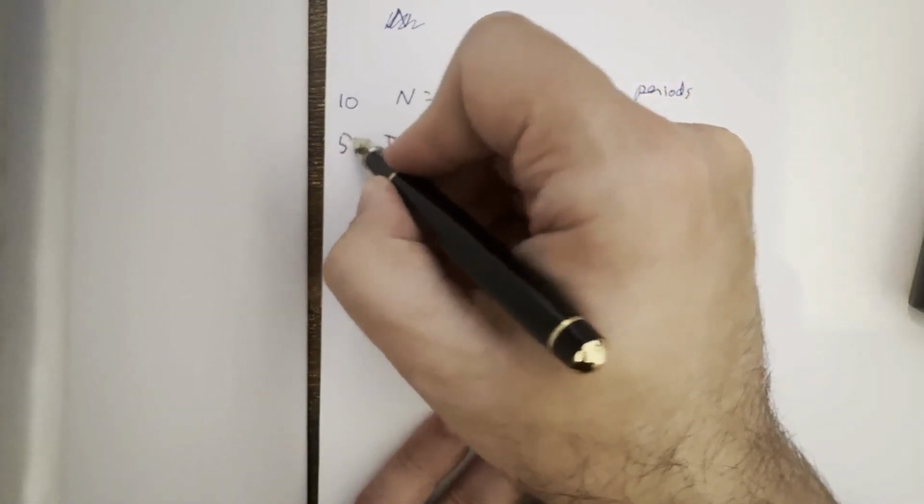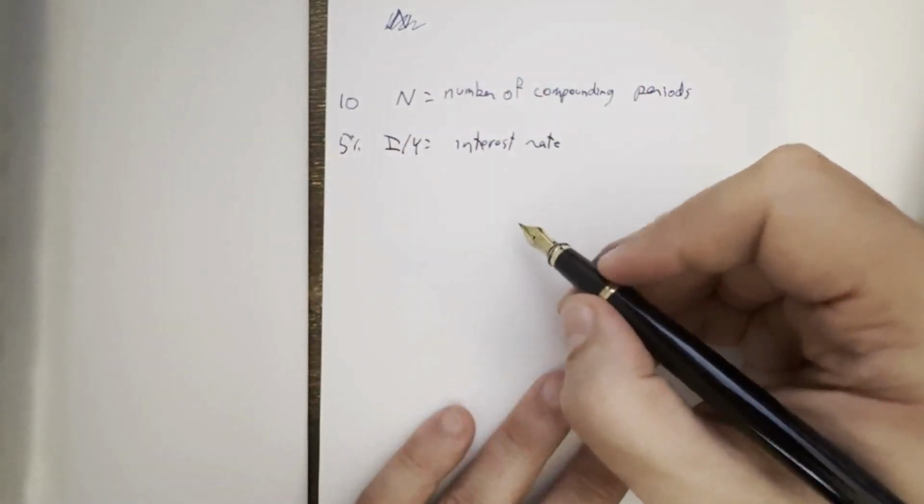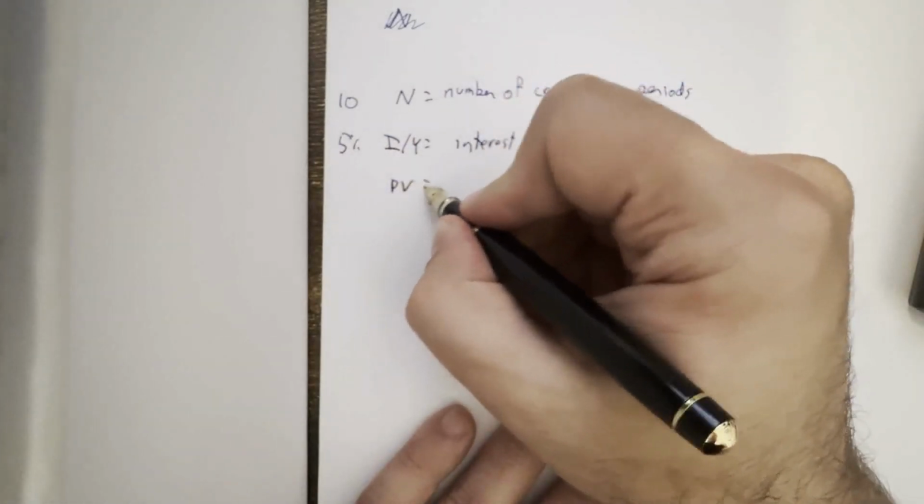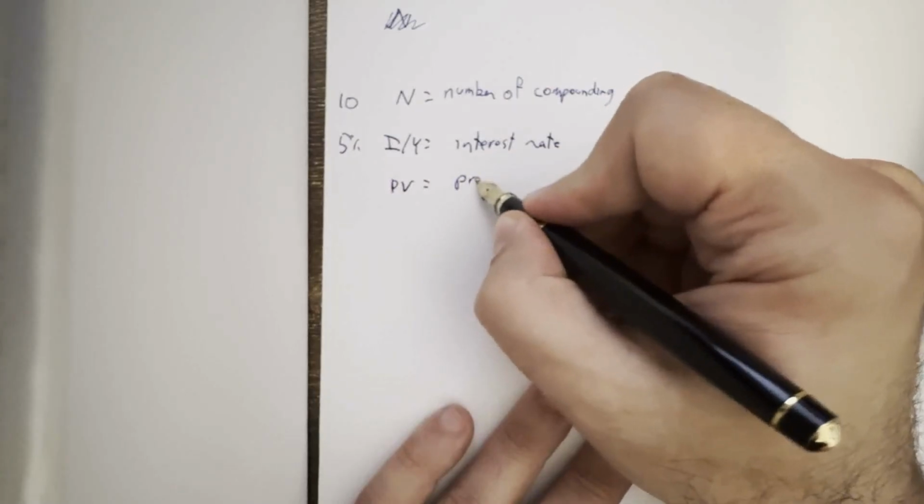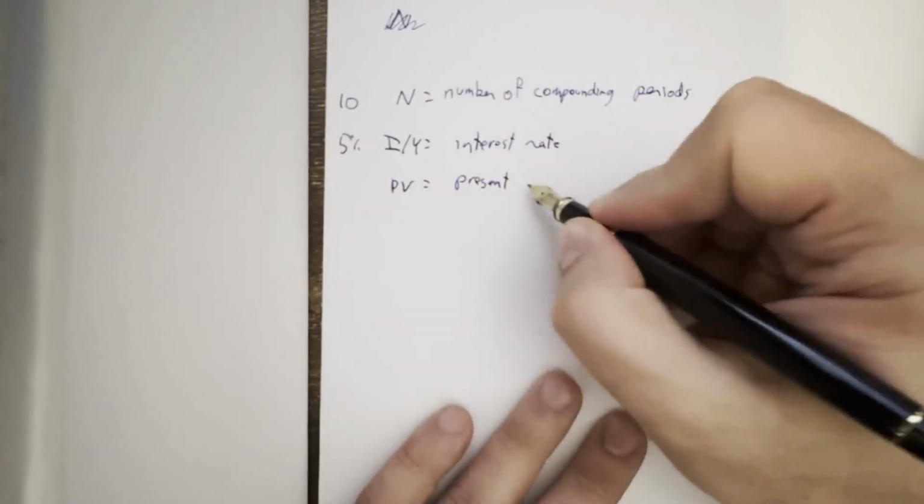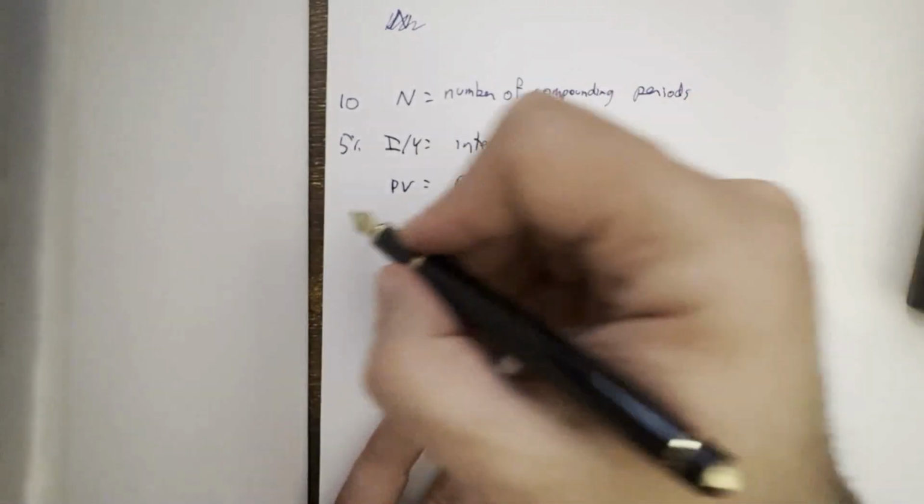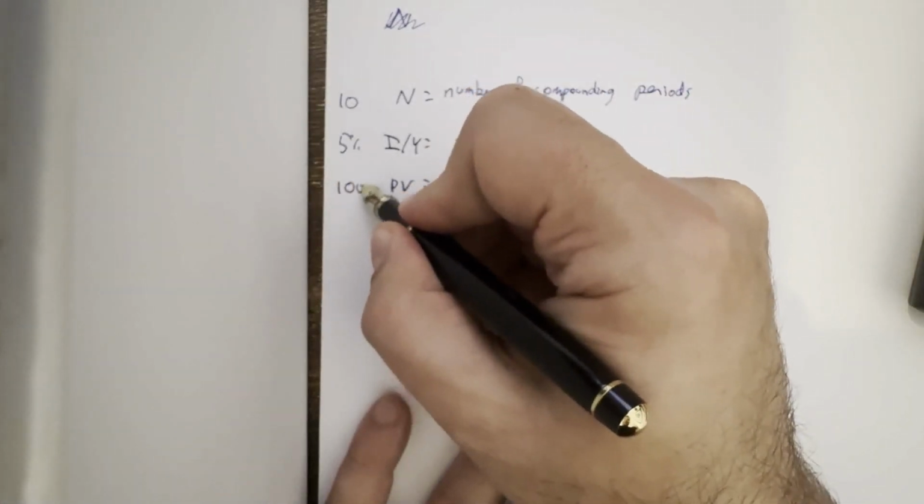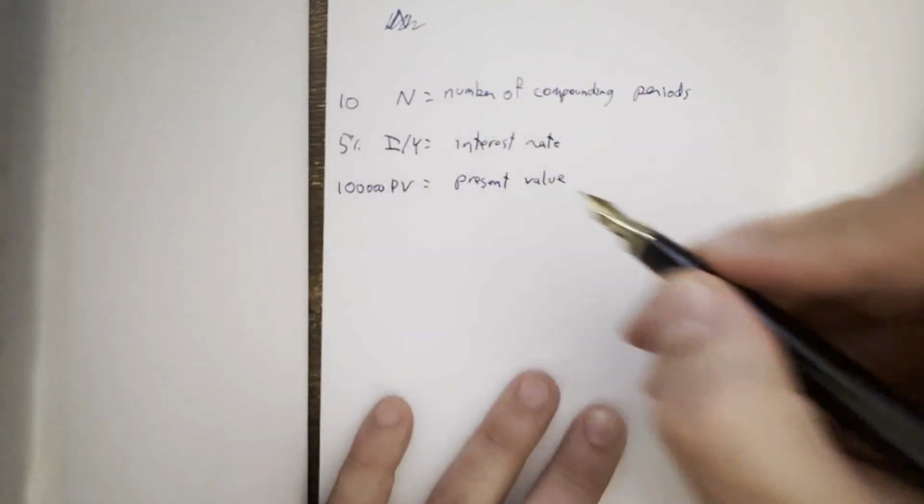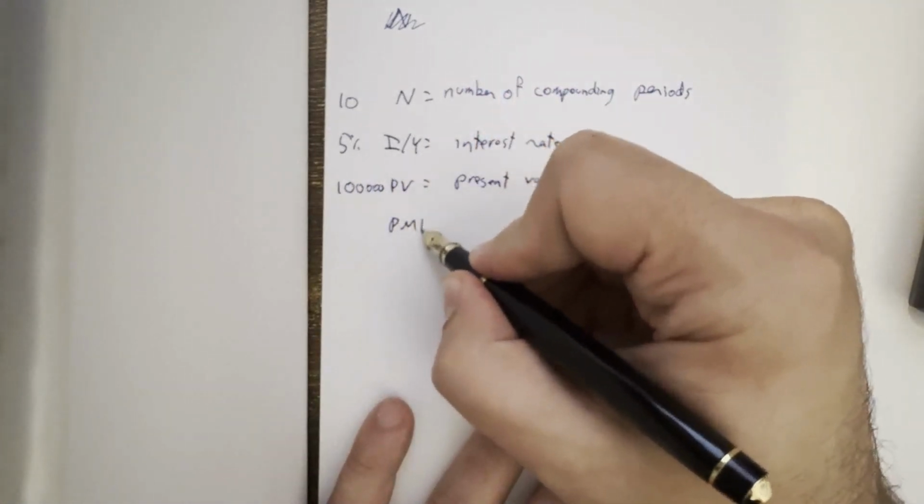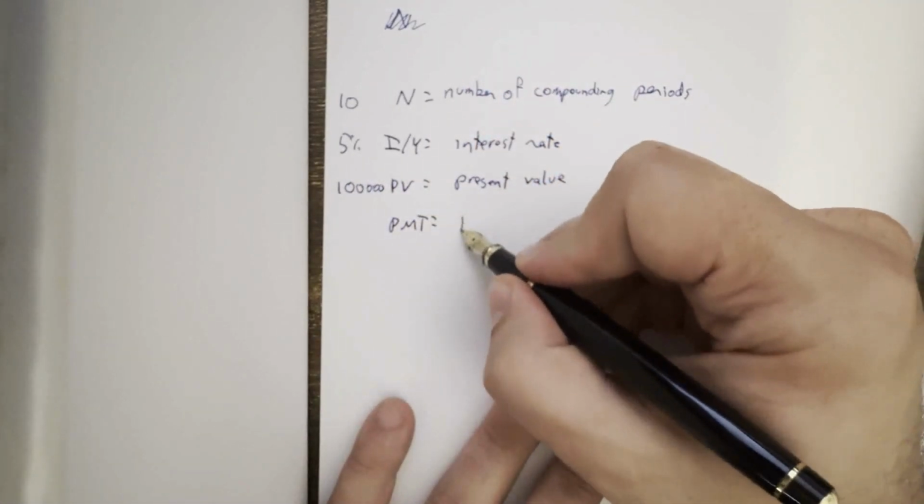We're going to set that to 5% in this example. You have the PV, which is the present value. In our example, we're going to set that to $100,000. You have the PMT, which is the payments.